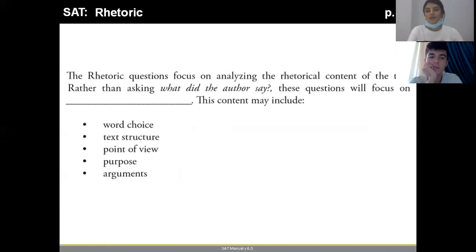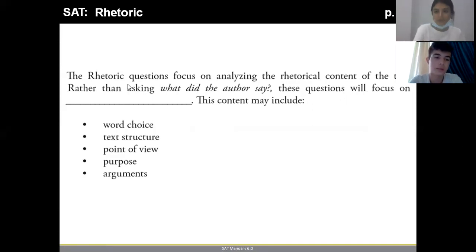What about the rhetoric questions? This type of question focuses on analyzing word choice or text structure, like point of view, purpose, and arguments. It's not just about what they said. It's about what the main purpose of the passage is, something detailed that requires more information.